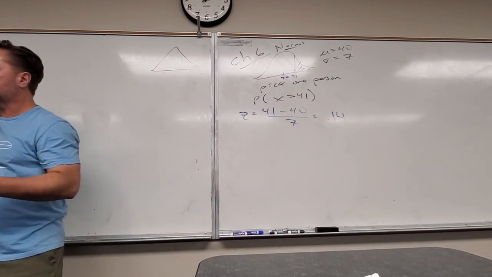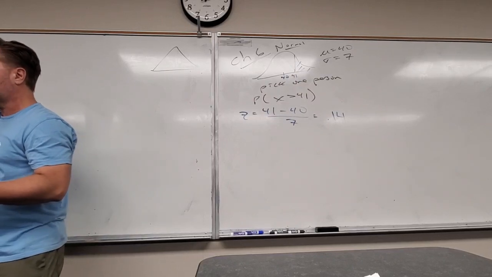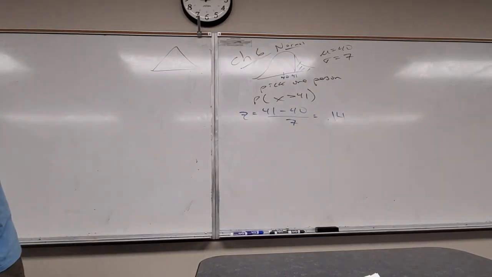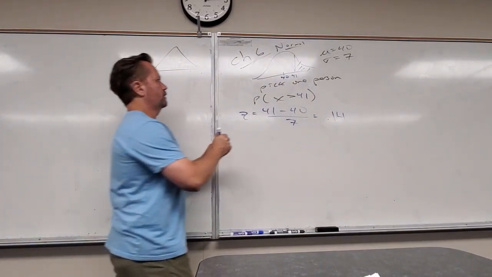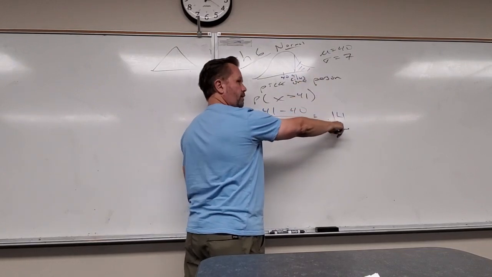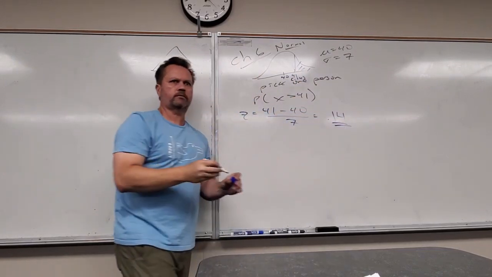Is anybody double checking here? Y'all all accept it? Is it 0.14? Yeah? Okay. Look at me go. So that's a z-score of 0.14. Can somebody tell me very quickly what that means? What does that number actually mean?